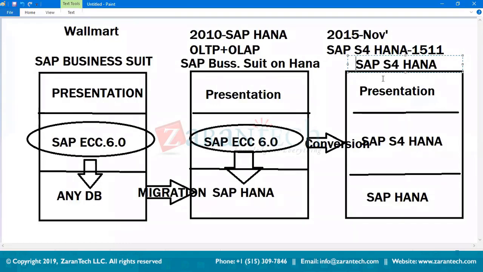Can SAP S/4HANA run on any other database platform? SAP S/4HANA is completely built on the in-memory database, the SAP HANA database. No other databases can be supported for SAP S/4HANA. If you want to run SAP S/4HANA, whether it is a cloud version or an on-premise release version, the HANA database is mandatory. Okay, all right, thank you.